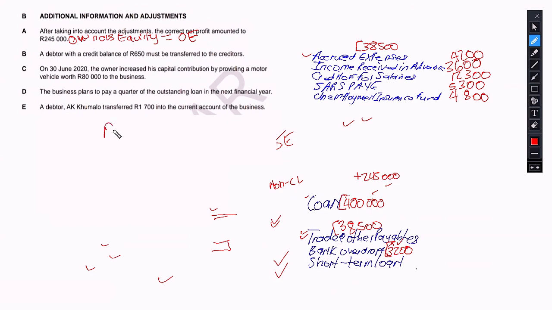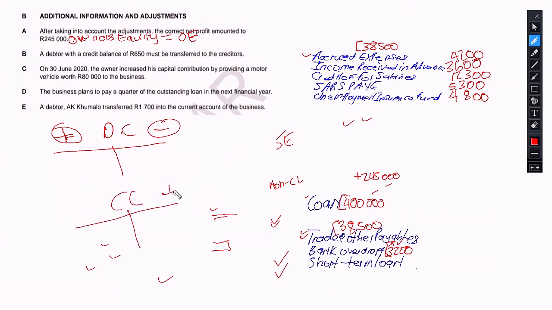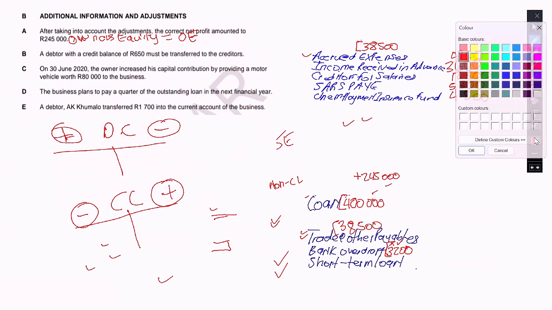Remember, it's a debtor, so it's debtors control, DC. Remember, our debtors increase on the debit side and decrease on the credit side. Then you also have creditors control. They increase on the credit side and decrease on the debit side. Right, let me change the color.